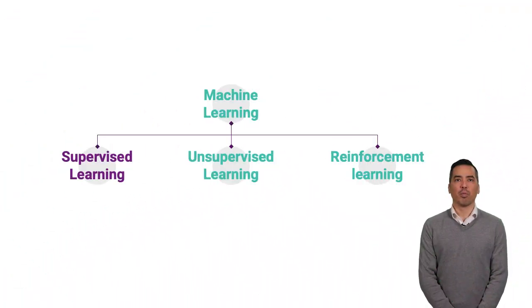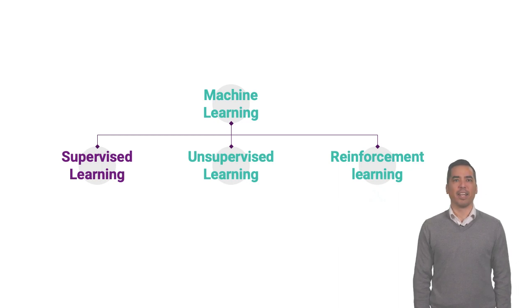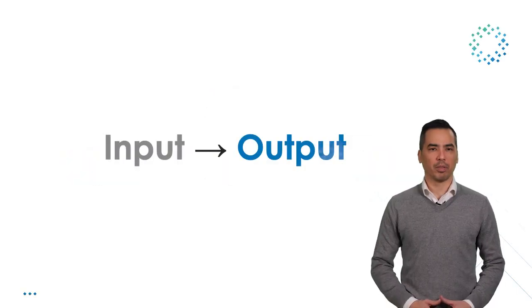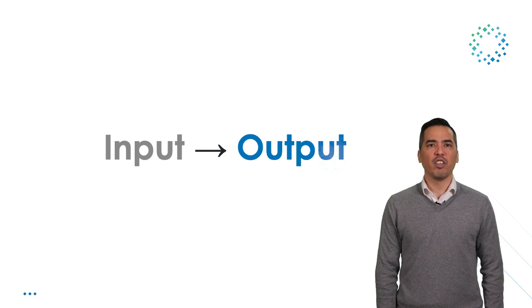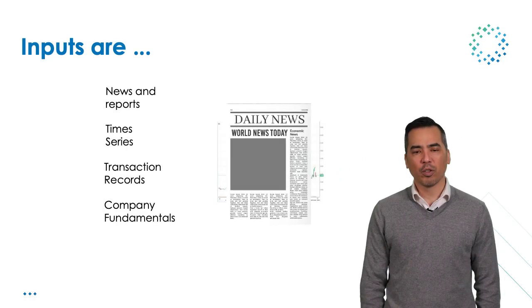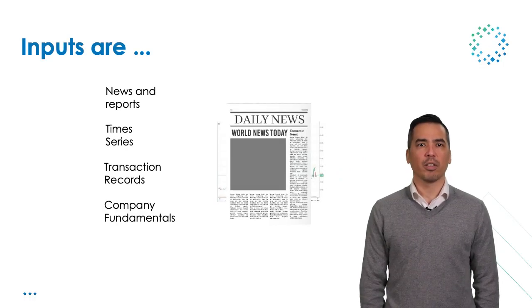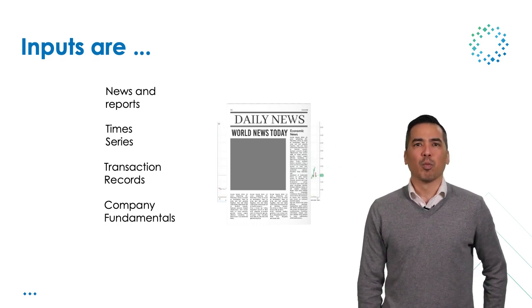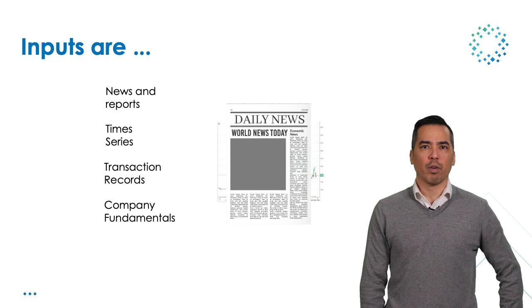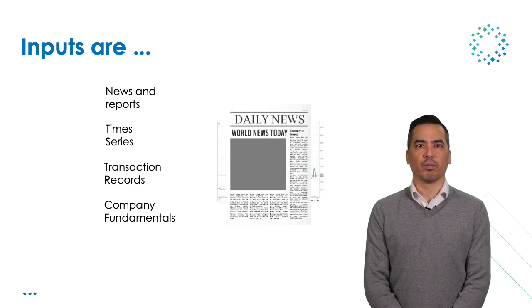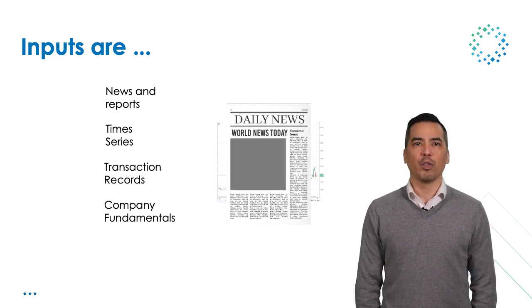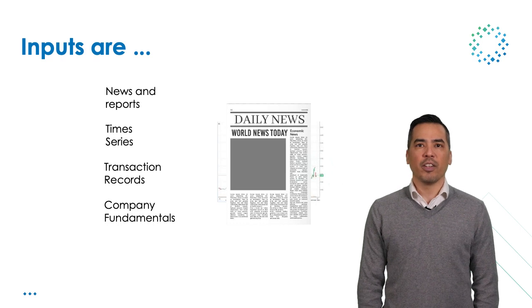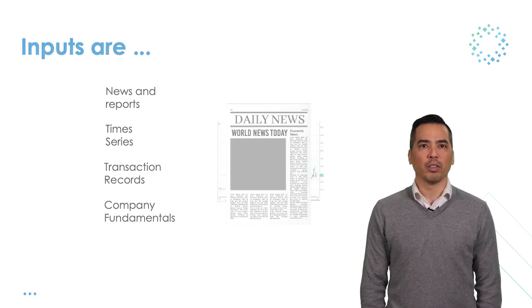Basic ingredients in a supervised learning algorithm is a data set containing pairs of matching input and output. The inputs of a supervised algorithm can take many shapes and forms: company fundamentals, transaction records, time series, news and reports. They can either be raw data or transformations of raw data into engineered features. The collection of features is often referred to as the design matrix and are the explanatory variables in our model.